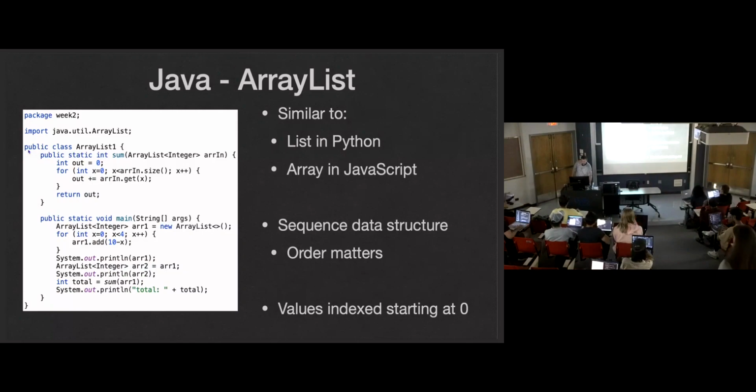Array lists are our sequential data structure, meaning the order matters, and we have values stored at indices starting at 0 and going up to the length of the array list -1. No matter what language you're coming from, you've seen these things. These are our lists in Python, our arrays in JavaScript, our vectors in C++. This is just our standard first data structure, I guess. Sequential index starting at 0.